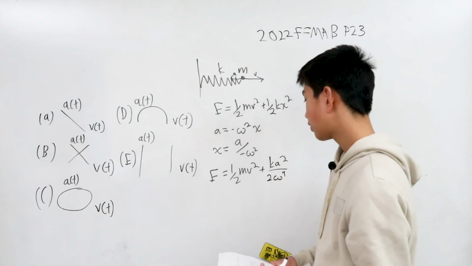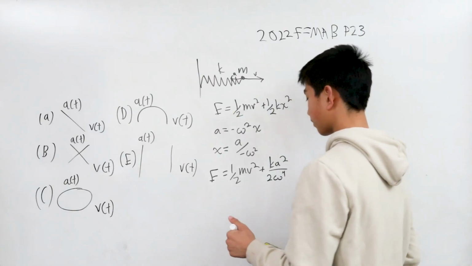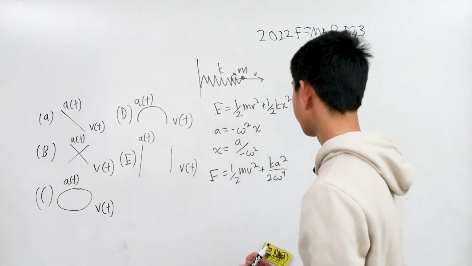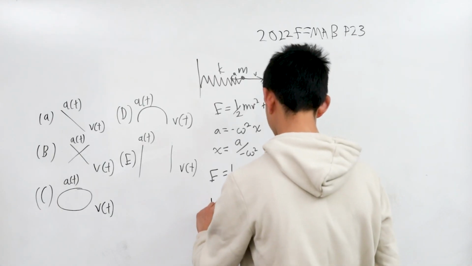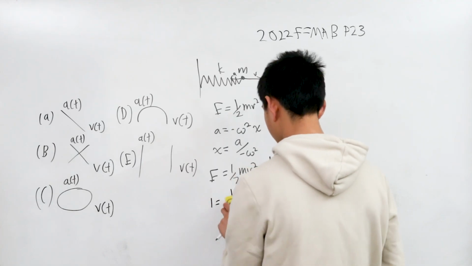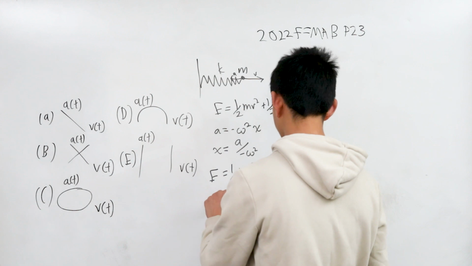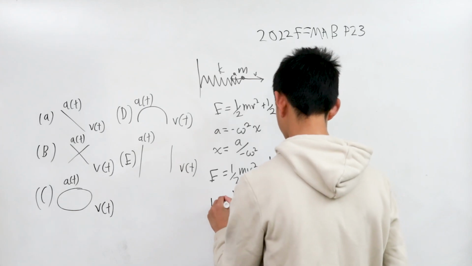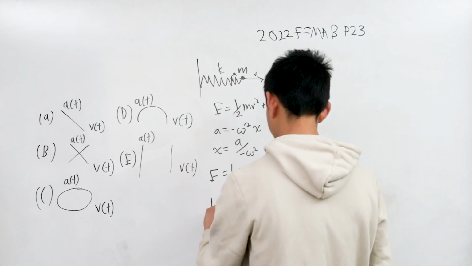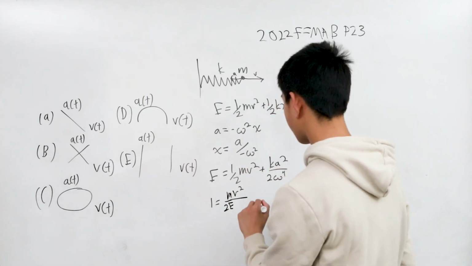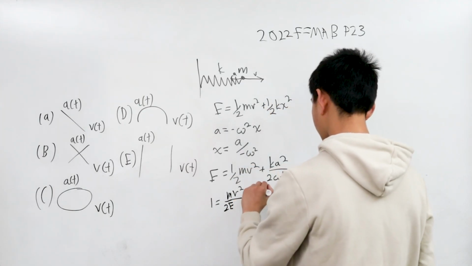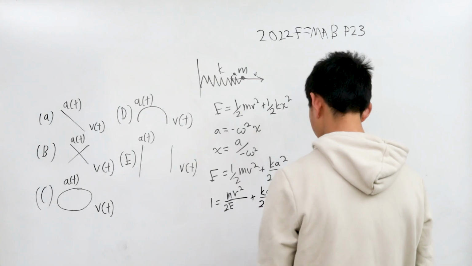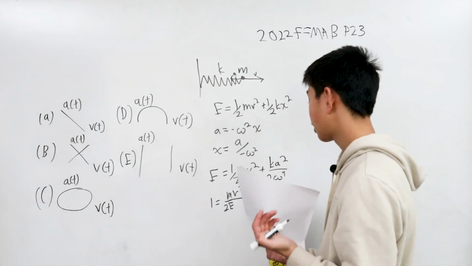And we want to divide both sides by E in this case to set that equal to 1, to actually find something of use. So this becomes 1 equals 1. I'm not doing the one thing because you want to format it in a certain way. So we get mv squared over 2E, and then we add the k a squared over 2 omega to the power of 4 times E, but we want the velocity and acceleration in one equation.